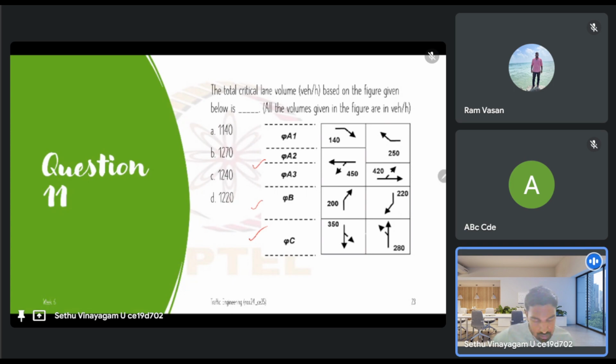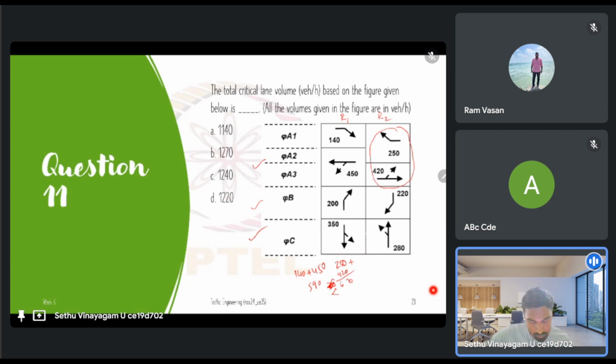So for A, we have two rings in the controller, ring 1 and ring 2. For each ring we have to look separately. For ring 1, we have 140 plus 450, which is 590. For ring 2, we have 250 plus 420, so this is 670. So 670 is greater than 590, which means this is your critical group for phase A. We have to repeat this for the other two phases as well.